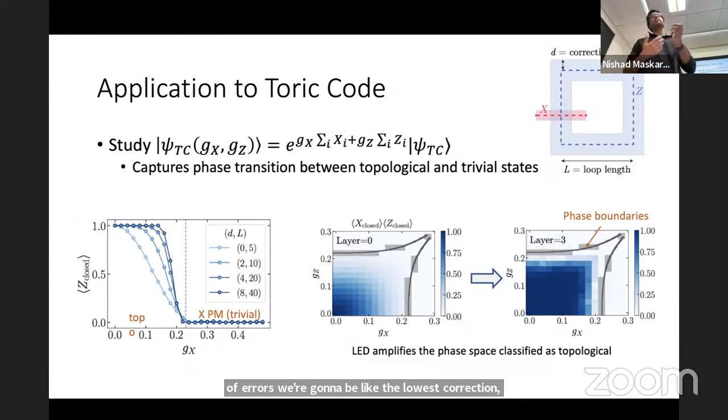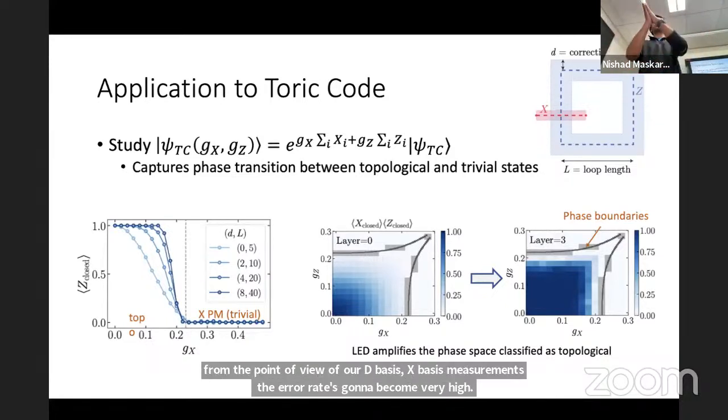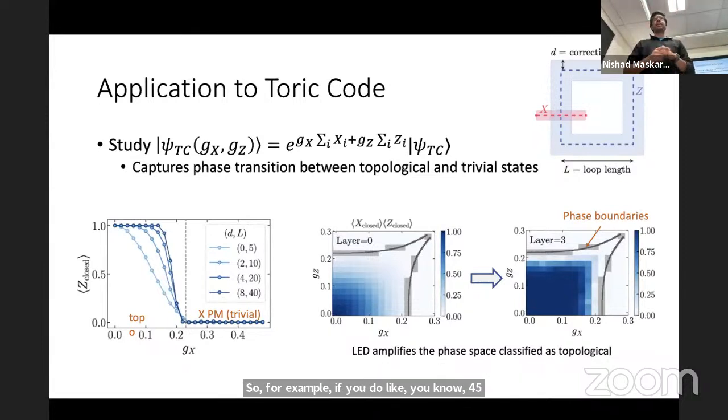But once Gx and Gz become very large, then from the point of view of our Z basis and X basis measurements, the error rate is going to become very high. So for example, if you do a 45-degree rotation, then the error density is like 12% or something. And that's way above the correction threshold. So there's no chance that we'd ever be able to classify this as topological using a correction procedure in a single basis.